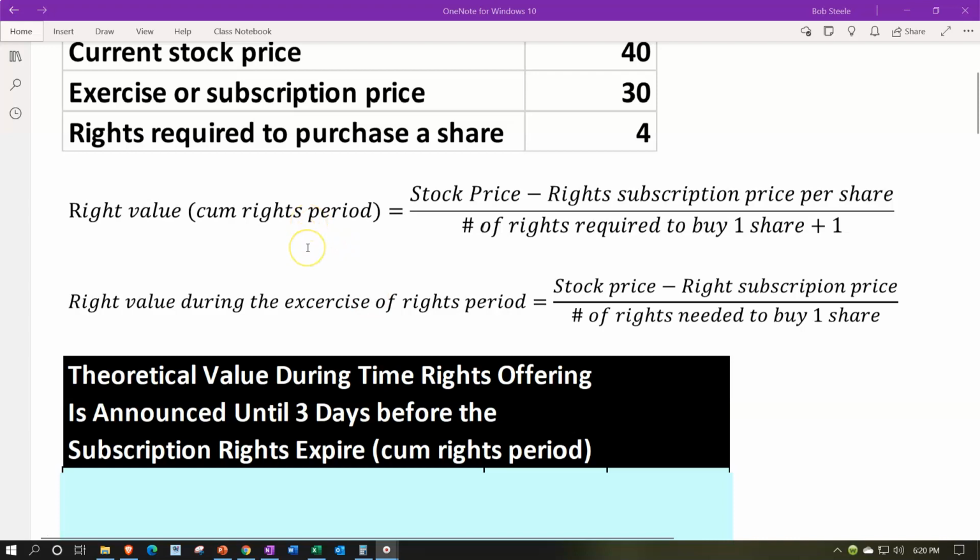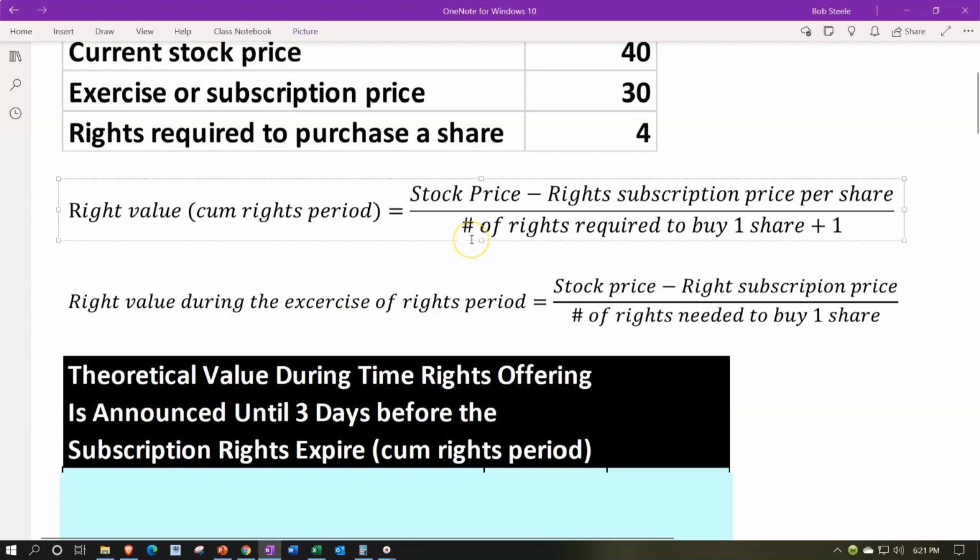The rights value during the cum rights period is going to be the stock price minus the rights subscription price per share divided by the number of rights required to buy 1 share plus 1. And then the rights value during the exercise of the rights period is going to be equal to the stock price minus the rights subscription price divided by the number of rights needed to buy 1 share.